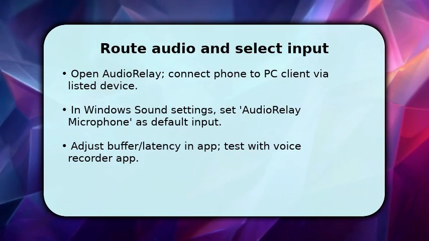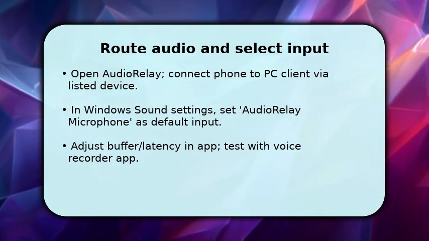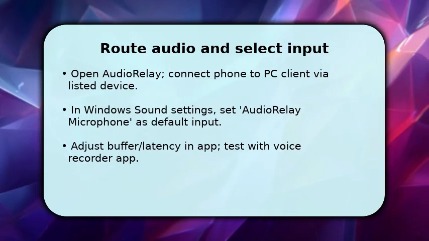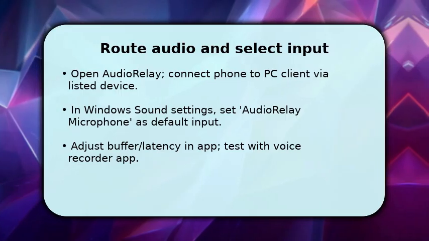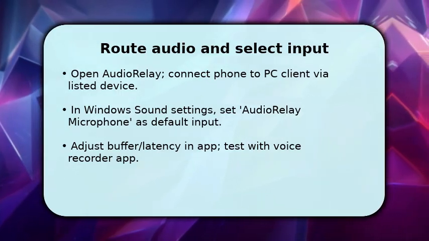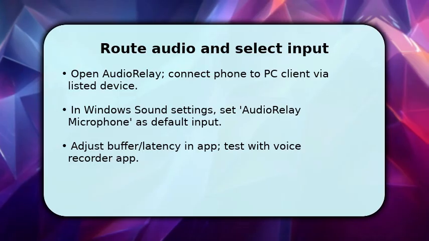Once connected, focus on routing and fine-tuning. Open the PC client and select your phone from the device list. Establish the stream. Next, in Windows Sound Settings, choose Audio Relay Microphone or equivalent as the default input for apps.